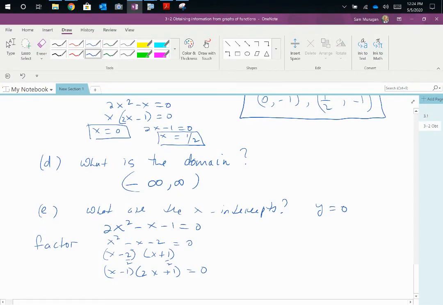Okay, now keep in mind that we have to set these equal to 0. So x is equal to 1 and x is equal to negative half. So the x-intercepts are at 1 and 0 and negative half and 0.